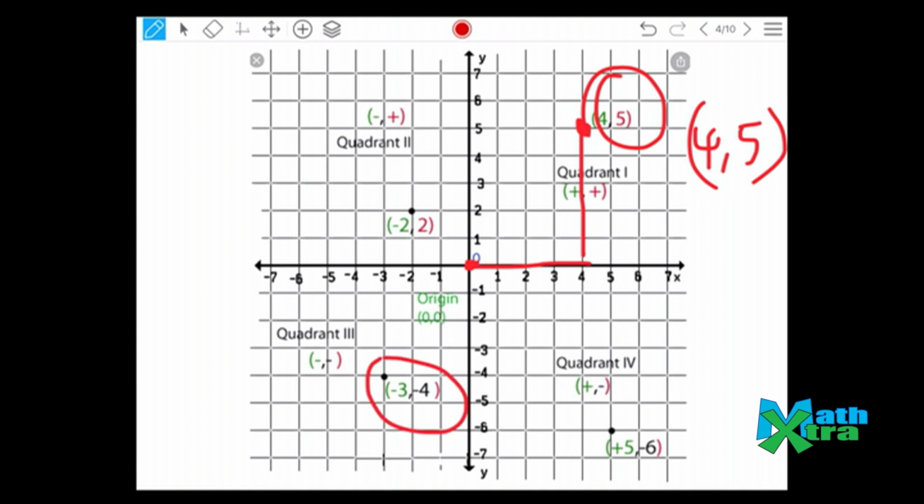How do we get to that -3, -4? Well, let me show you in a different color. We're going to start at the origin, which is 0, 0. We're going to go back 3 and down 4 to this point right here, -3, -4. And that is in quadrant 3. So that's how you plot points. You're always going to start at the origin and you go across and then you go up and down.